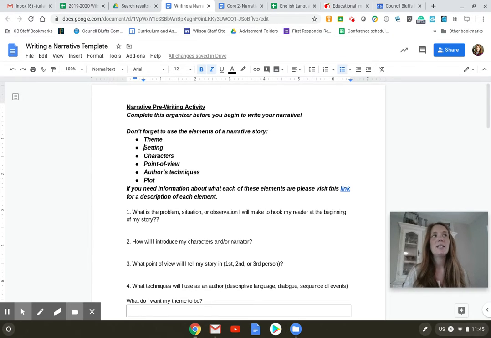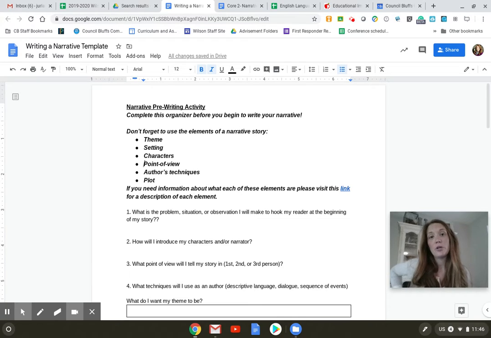Setting. The setting is the place or the time period in which the event occurs. So where is this going to happen? Is it happening in history? Is it happening in present day? Is it happening outside? Is it happening in a house? Where is your event taking place? Characters, that's pretty cut and dried, right? Characters are just who's going to be in my story.